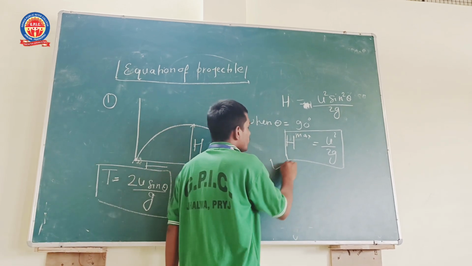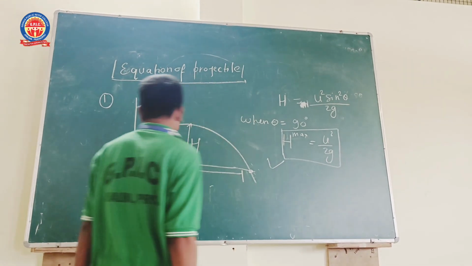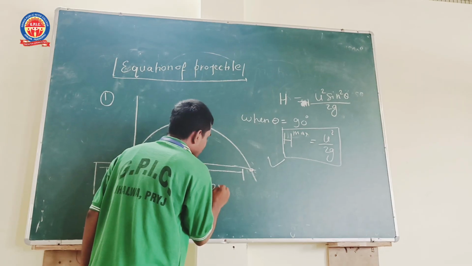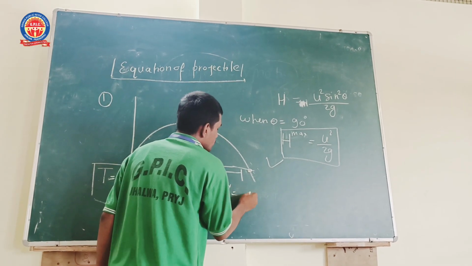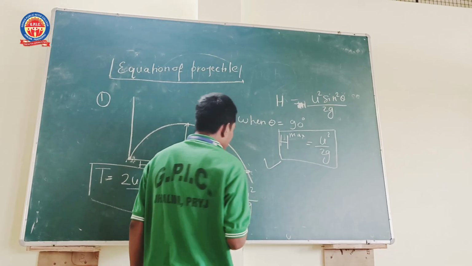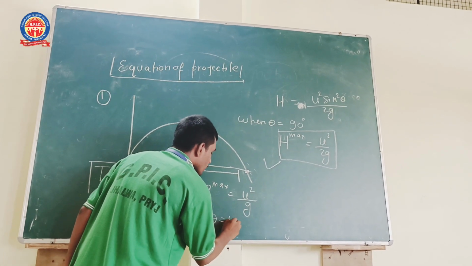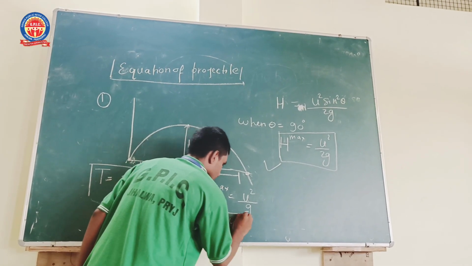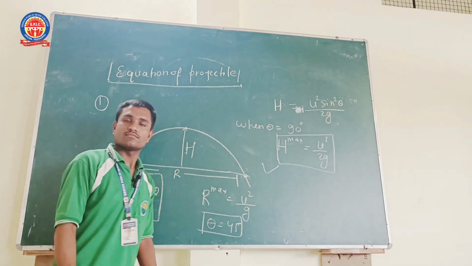This is the formula of h max, and R max is equal to u square by g when theta is equal to 45 degrees.